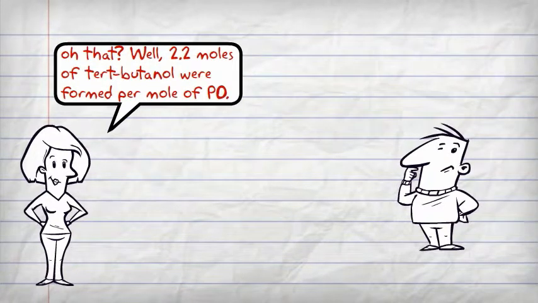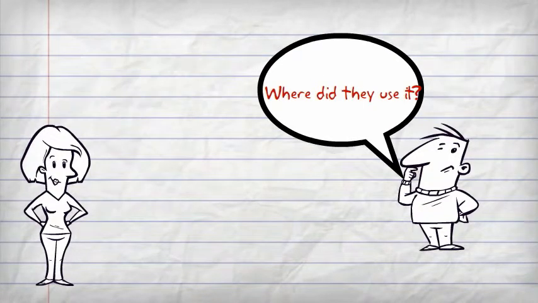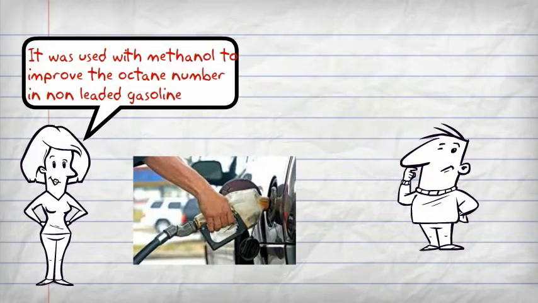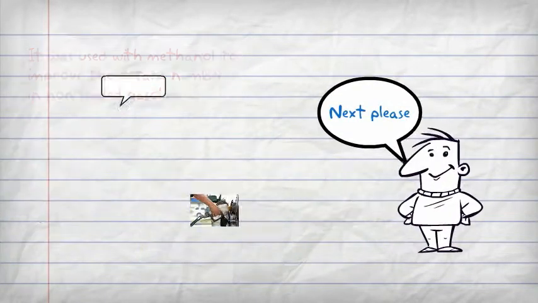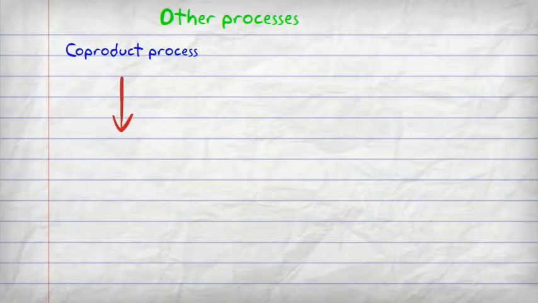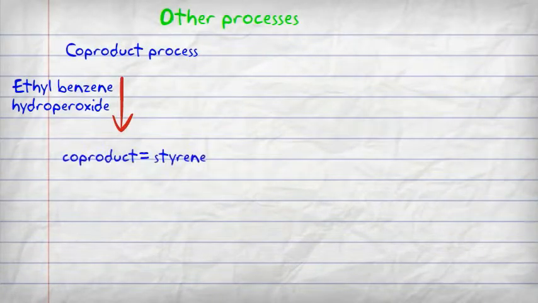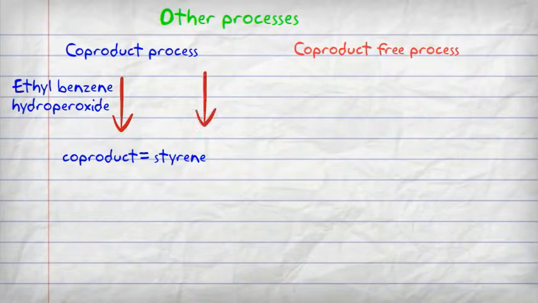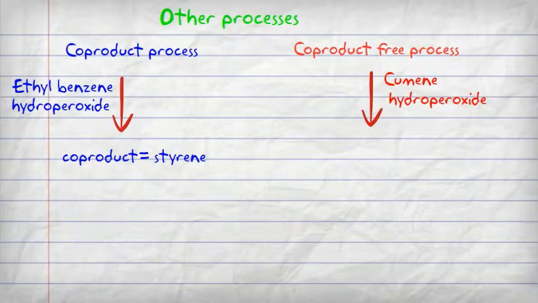Oh, that? Well, 2.2 moles of tertiary butanol were formed per mole of propylene oxide. Where did they use it? It was used with methanol to improve the octane number in unleaded gasoline. Next, please. Alright. The co-product process involves epoxidation of propylene using ethylbenzene hydroperoxide and gives styrene as a co-product.